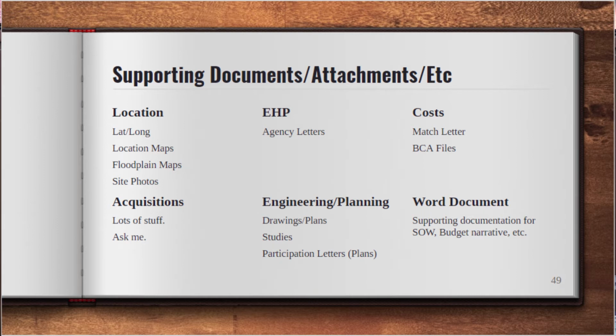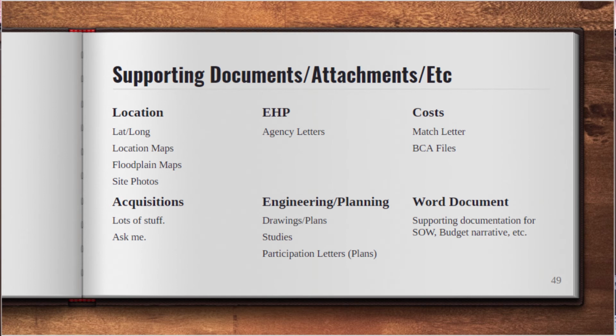Costs, you have to upload your match letter. So you're going to pay your 25%. You have to put in your match how you're doing it, like we're going to do cash, we're going to do force account labor, however you're going to do it, and then you have a letter saying we're committed to paying this much of the match and this is how we're going to cover that cost. And on letterhead signed by the official people. Upload your BCA files.